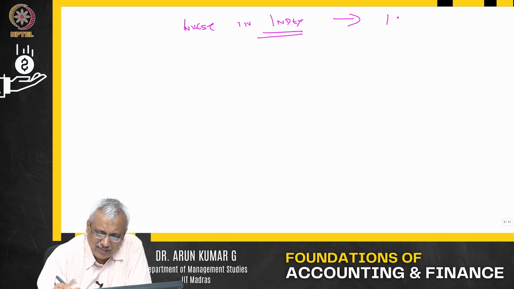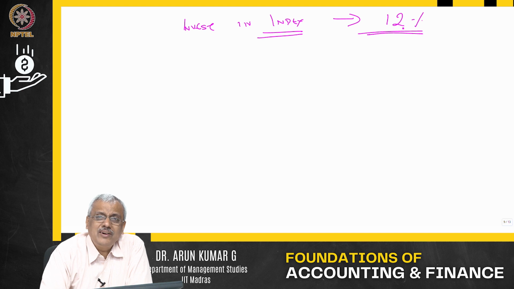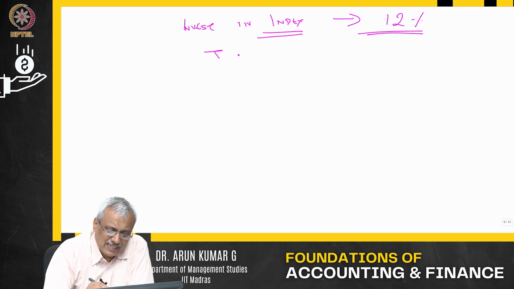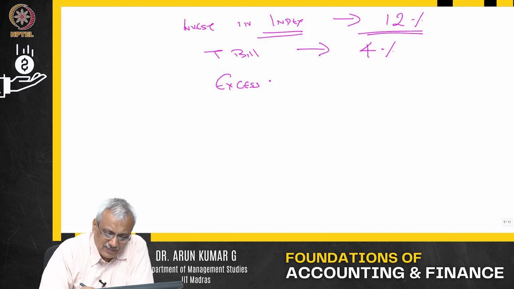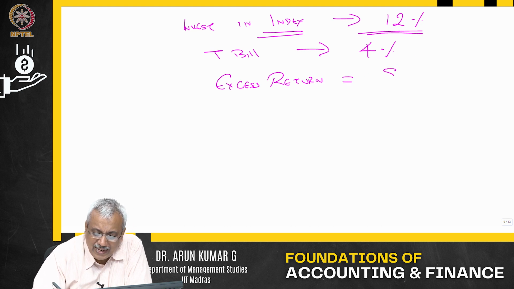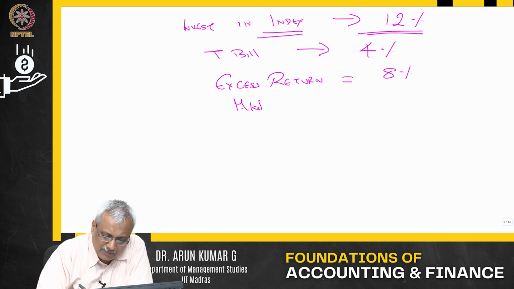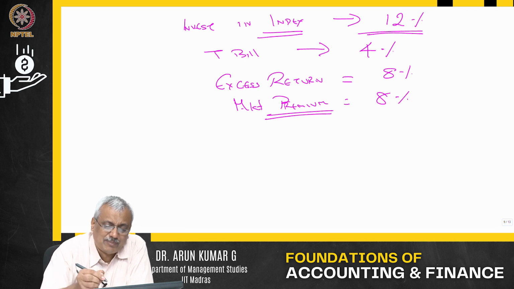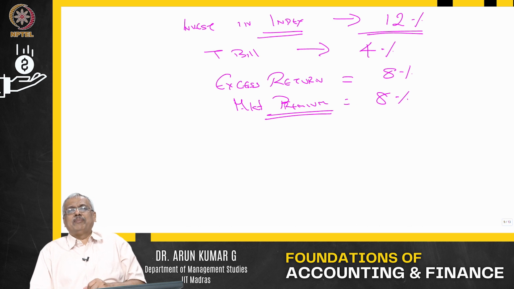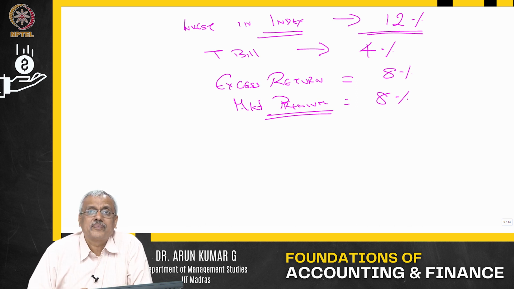I am getting a return of about 12%. I invest in T-bill, I am getting a return of 4%. So what is the excess return by investing in the index? The excess return is 12 minus 4, that is 8%. The market premium is 8%. That means the premium, the additional amount that I am getting by investing in the market, is 8%.